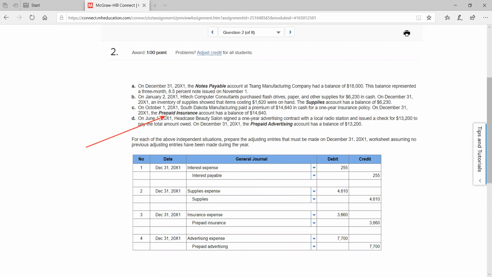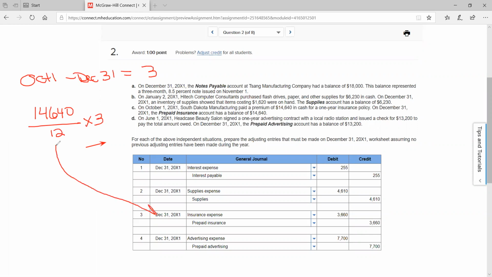On the third one, you got some prepaid. The premium was 14,640. It's a 1-year policy. It was purchased on October 1st. So always remember to watch your dates. So remember October 1st through December 31st is going to be 3 months. And so what we'll do on this one is we'll take that 14,640, divide by 12, because it's a year, so 12 months, and then multiply by 3, because that's the time period we want is 3 months, and that's going to give you your 3660.